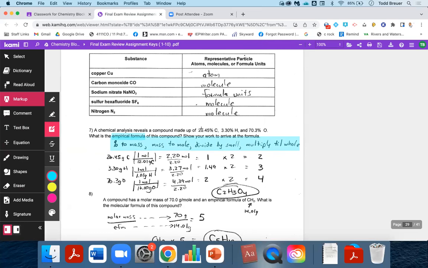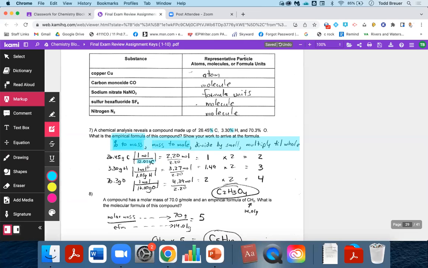Basically it means take these percentages and just change the label. Get rid of percent, change them to grams. That's all we did down here: grams of carbon, grams of hydrogen, grams of oxygen. So that's percent to mass. Next step, mass to mole. We take the mass of each element and we divide by its molar mass.